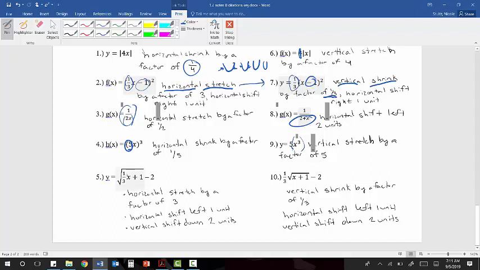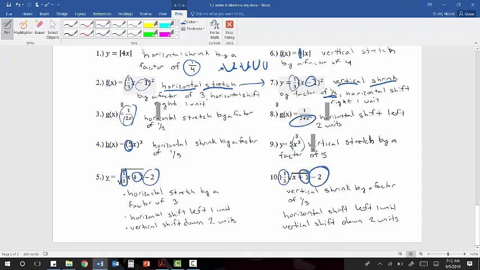And then number 5, so I see several translations. All right, I see a 1/3 inside the symbol. So I'm going to say it's a horizontal stretch by a factor of, flip it, 3. It's also a shift to the left 1 and also a shift down 2. This time I'm going to put the 1/3 in front of the square root, which means it's going to be a vertical change. So it's going to be a vertical shrink because it's less than 1, by a factor of 1/3. And then it's going to be a horizontal shift left 1 unit and still the vertical shift down 2 units.